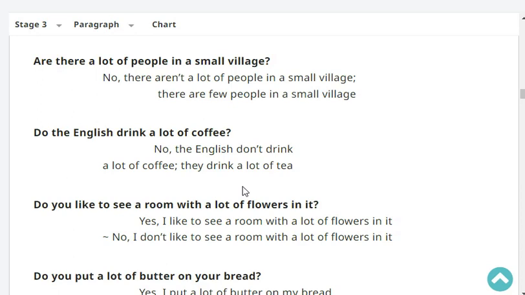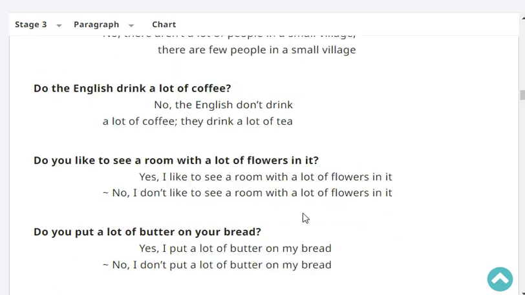Do the English drink a lot of coffee? No, the English don't drink a lot of coffee. They drink a lot of tea. Very good.